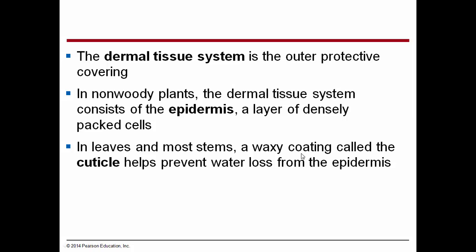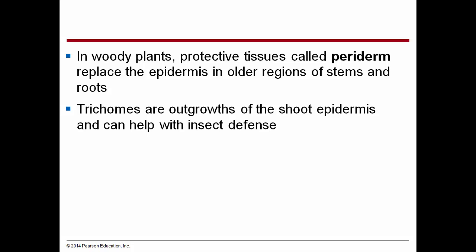The dermal tissue is an outer protective covering. In non-woody plants, the dermal tissue system consists of the epidermis, a layer of densely packed cells. In leaves and most stems, a waxy coating called the cuticle helps prevent water loss from the epidermis. In woody plants, protective tissues called periderm replace the epidermis in older regions of stems and roots. Trichomes are outgrowths of the shoot epidermis, which can help with insect defense.